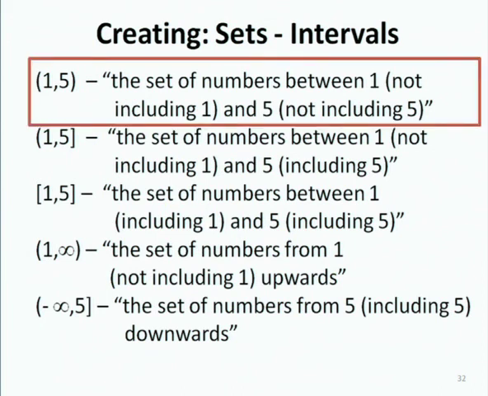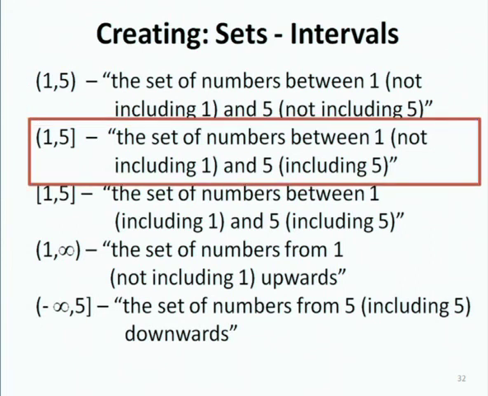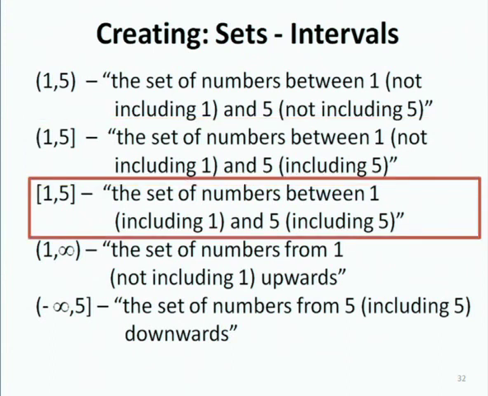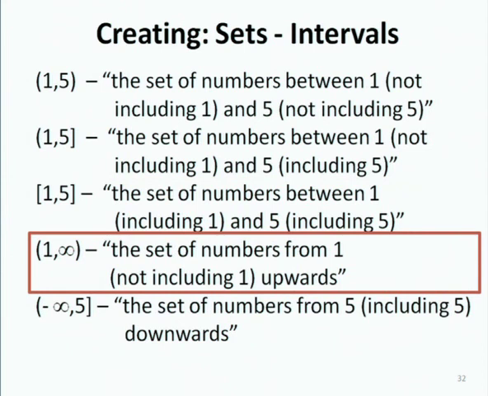Normally you might see this as a point, you know, x is 1, y is 5, but in the context of sets, this is the set of numbers between 1, not including 1, and 5, not including 5. But if I wanted to include 5, I'd use a square bracket. If I wanted to include both of them, I'd use a square bracket. And if I wanted everything above 1, I'd put infinity at the end there.